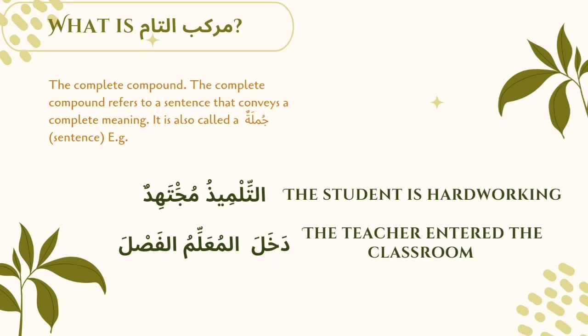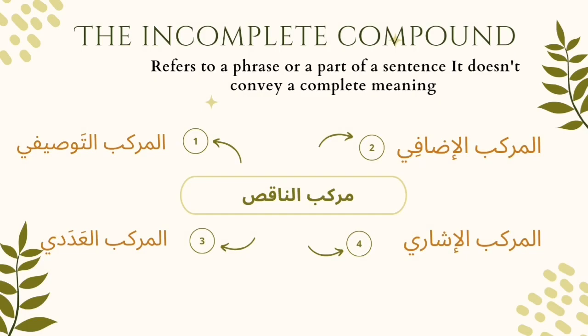Example, التلميذ مجتهد. The student is hardworking. دخل المعلم الفصل. The teacher entered the classroom. While reading this, the listener will not have any questions in his mind. While murakkabun naqis means the incomplete compound. It refers to a phrase or a part of a sentence. It doesn't convey a complete meaning. يعني, the listener will have a question as to what comes next.